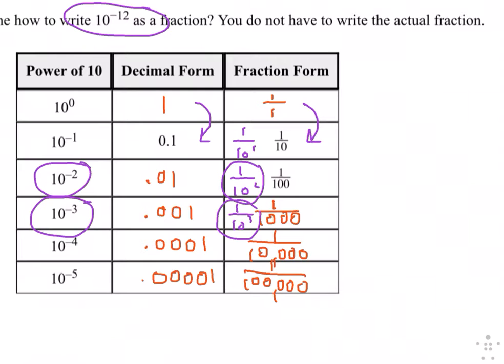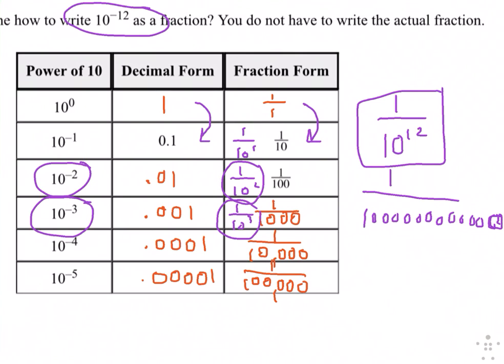So the question up here is, how do we write 10 to the negative 12? And we write it as 1 over 10 to the 12th in exponential form. If we needed to write it out, it would be 1 over a 1 with 12 zeros: 1, 2, 3, 4, 5, 6, 7, 8, 9, 10, 11, 12. Clearly easier to write it in exponential form than it is to write it with all those zeros.